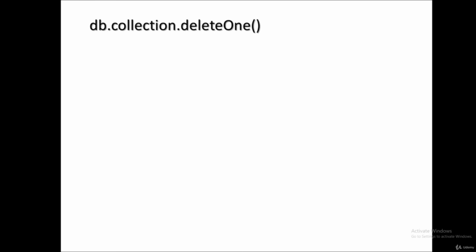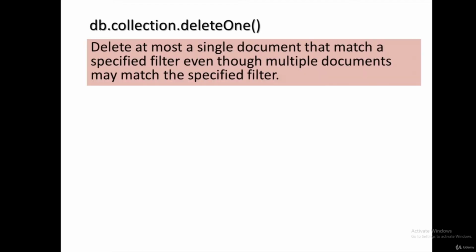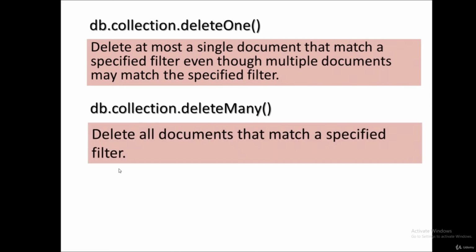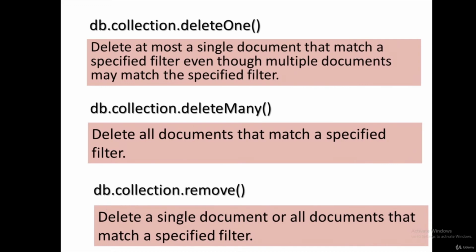To delete a single document from the database, you may use the deleteOne method. Syntax for the method is db.collection.deleteOne. This method deletes at most a single document that matches a specified filter, even though multiple documents may match the specified filter. Next method is deleteMany. The syntax is db.name of the collection.deleteMany. This method deletes all documents that match a specified filter. Or you may use the remove method to delete records. The syntax is db.collection.remove. This will delete a single document or all documents that match a specified filter.